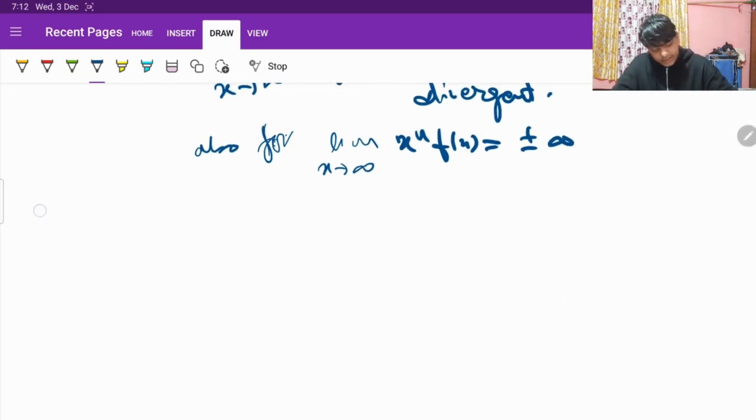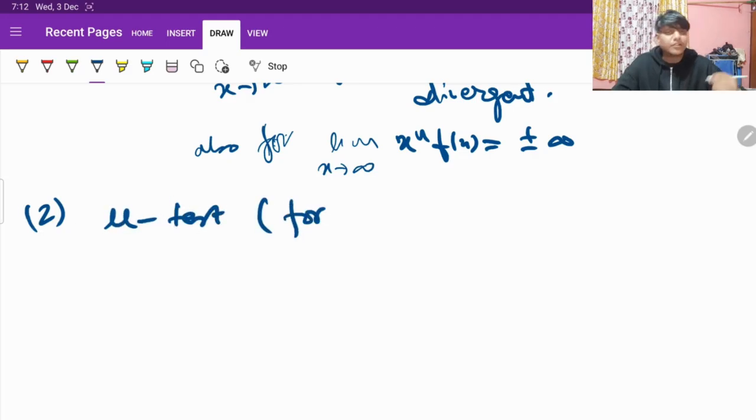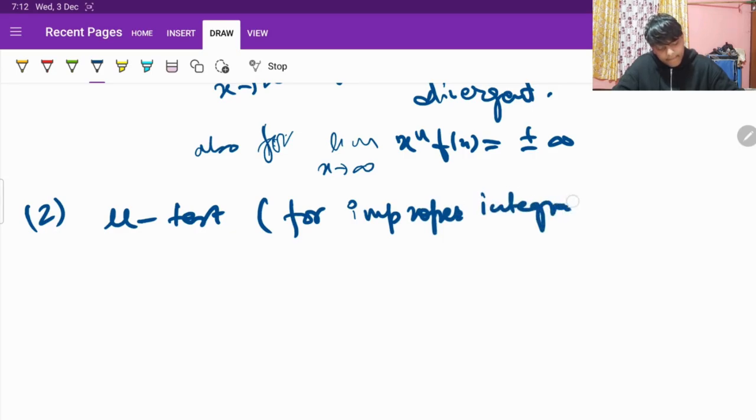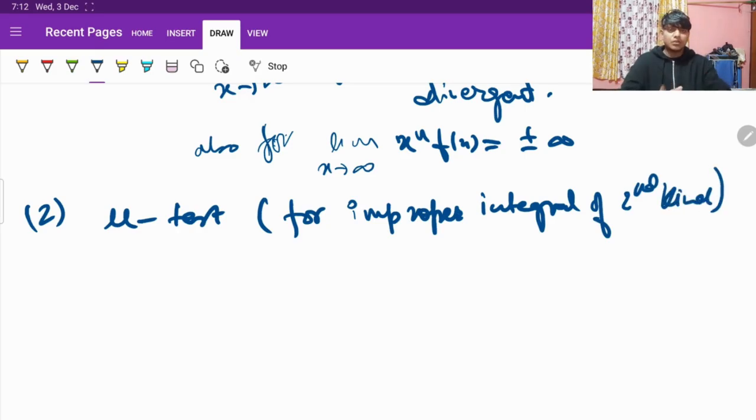So now we are going to see another mu test, this is for improper integral of second kind. Whatever we saw before, it is just going to be the opposite of what we have done for the first kind. That means whenever the value of mu is between 0 and 1, we say the integral is convergent. Whenever the value of mu is greater than or equal to 1, we say the integral is divergent.